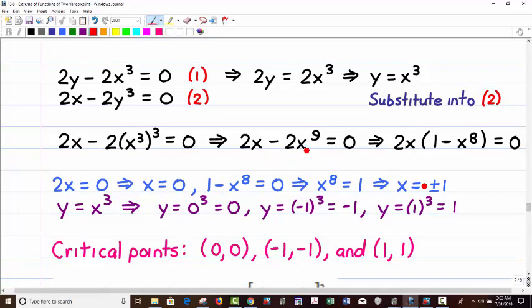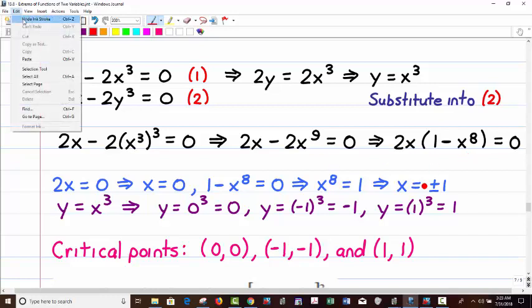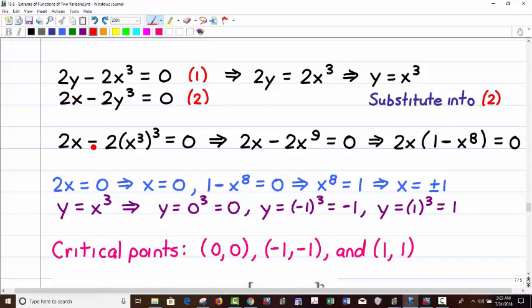So this looks like it's going to be big and scary with x to the 9th, but it's not, because you factor out a 2x, so you're left with a 1 here, minus x to the 8th. So you split this up, and you get 2x equals 0, which means x equals 0. Now, 1 minus x to the 8th equals 0 gives you x to the 8th equals 1.